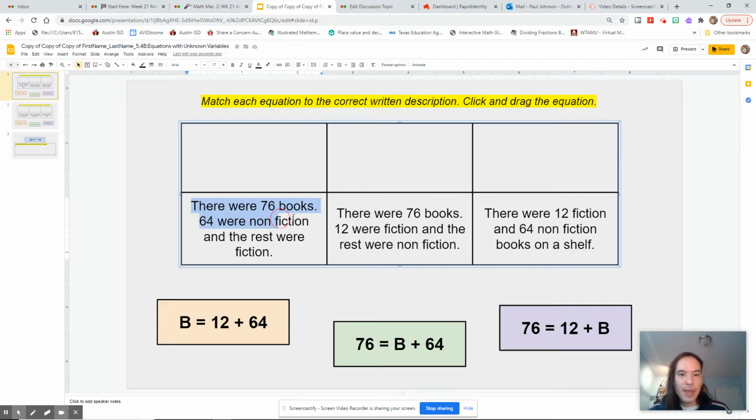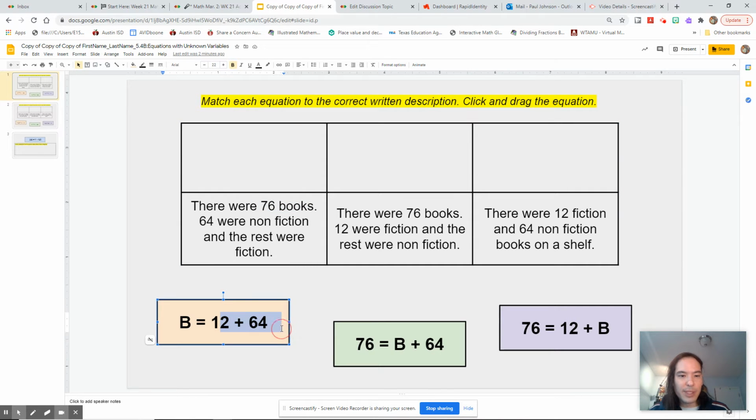Let's try this again. There were 76 books. 64 were nonfiction, and the rest were fiction. So total 76, 64 nonfiction, and an unknown value. So that sounds like 64 plus unknown value equals 76. Do we have anything down here that says 64 plus some unknown value equals 76?